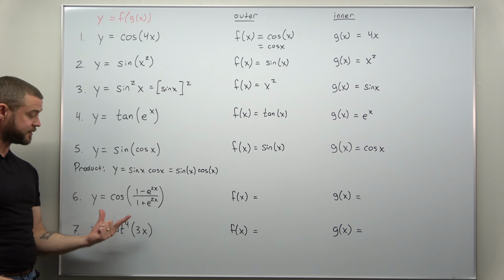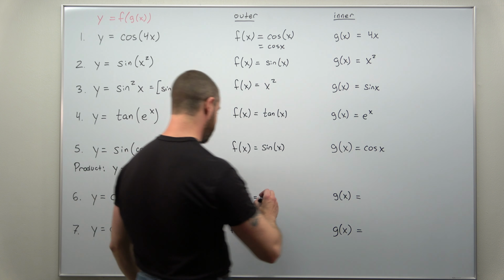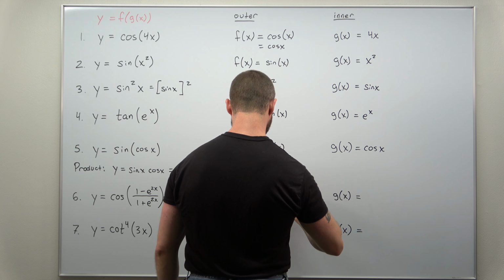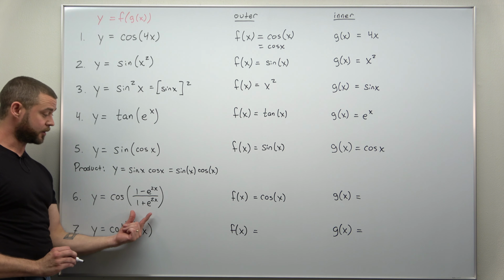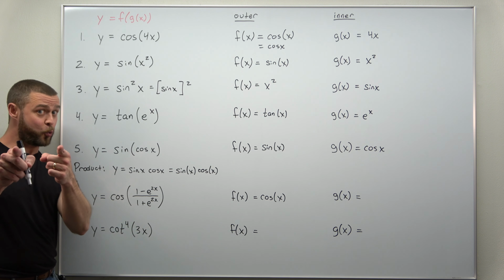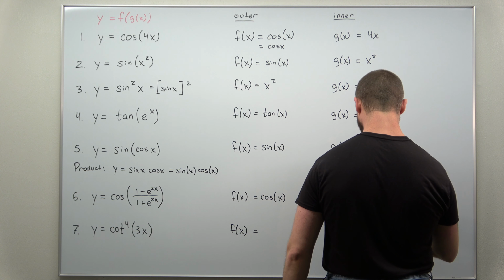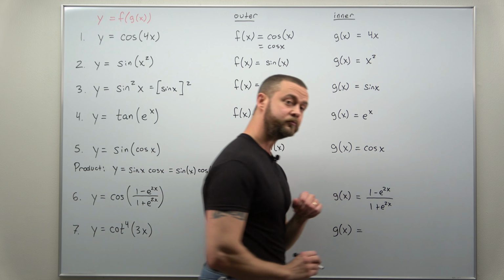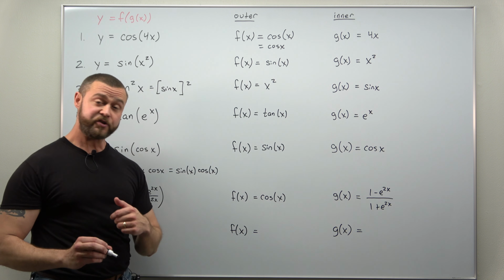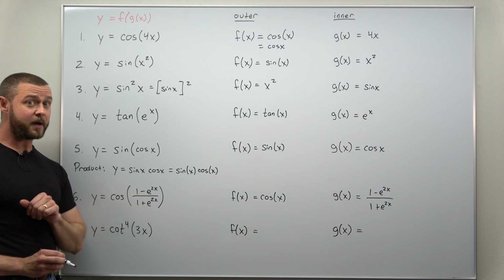This also seems straightforward relative to some of the previous examples. Our outer function would now be cosine of x. But our inner function, the inside, is a little more complicated here. This fraction or quotient of exponential functions. The inside function here, g of x, would be 1 minus e to the 2x divided by 1 plus e to the 2x.